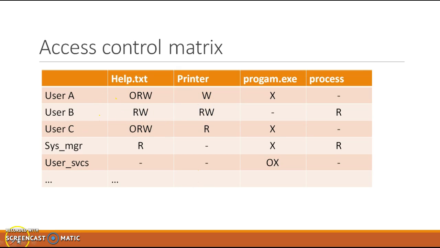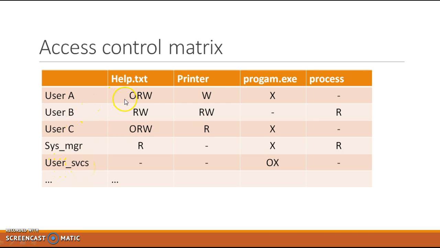So the access control matrix can be expressed in the form of a table. Let's suppose here we have some files in the operating system, like a help.txt file, a printer file, an executable program.exe file, and we have some processes. And on the column side we can see different users like user A, user B, user C, system manager and user SVCS file.